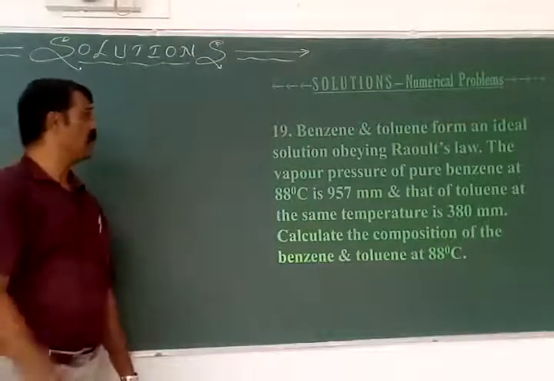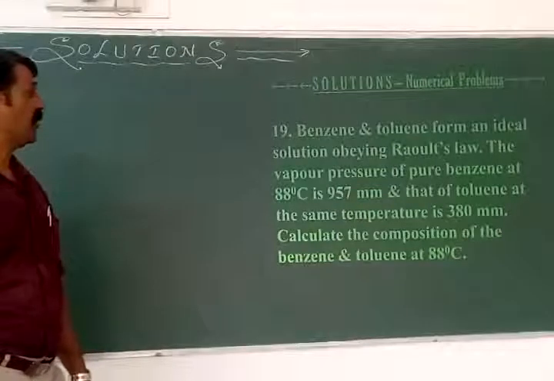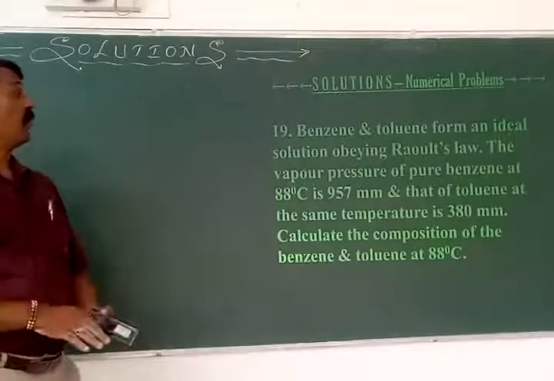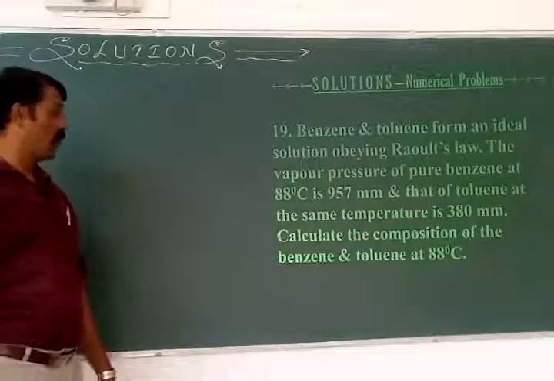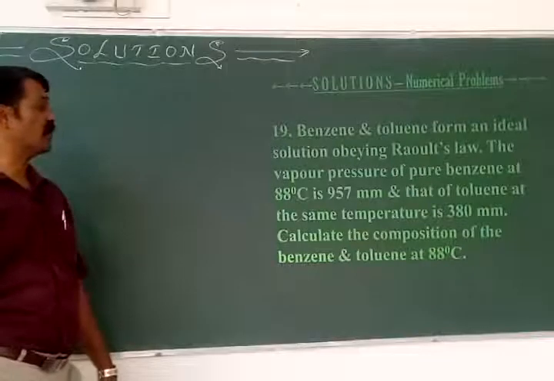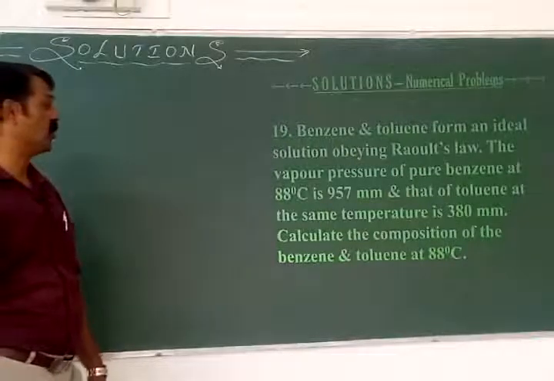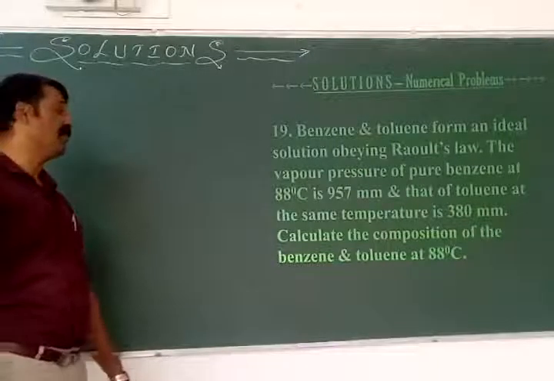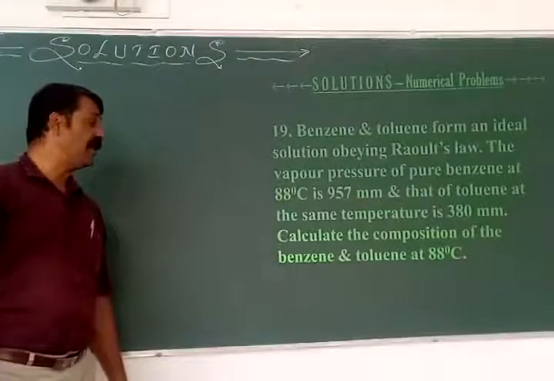Okay, so let's solve the 19th. Benzene and toluene form an ideal solution obeying Raoult's law. The vapor pressure of pure benzene at 88 degrees Celsius is found to be 957 millimeter of mercury, and that of toluene at the same temperature is found to be 380 millimeter. Calculate the composition of benzene and toluene.